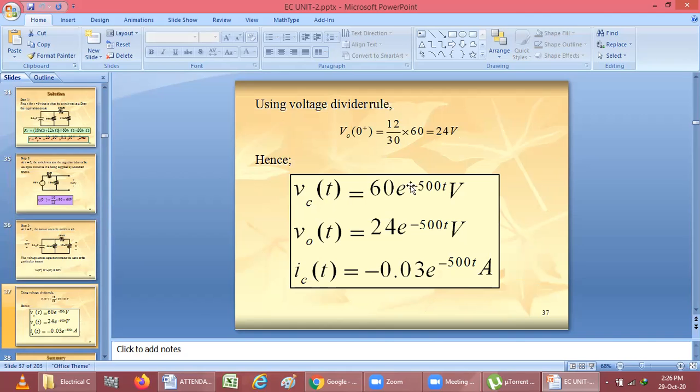Now you can use your equation: Vc of t equal to V of t into e to the power minus t by tau. Tau is nothing but RC, and the value of RC we found is 2 millisecond. If you calculate, you will get e to the power minus 500t. These are the equations for voltage and current, and this is the voltage flowing through the last output resistance. So here our second unit is finished.